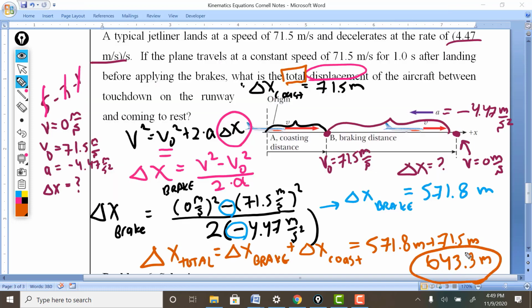Wow. So this is pretty much two problems in one, right? We went ahead and had the coasting distance where we used the definition of velocity because it wasn't accelerating to find out displacement. And then for the second part, because there was acceleration, right, it was slowing down, we went ahead and had to use a kinematic for that.